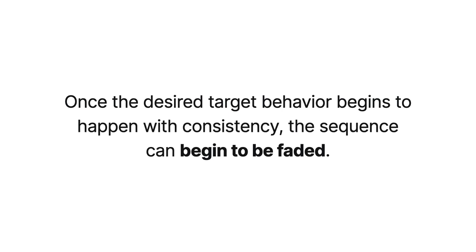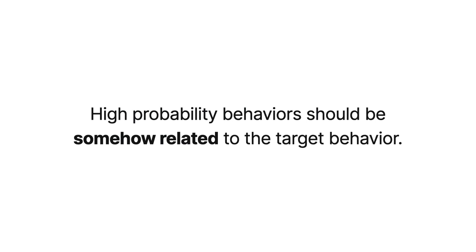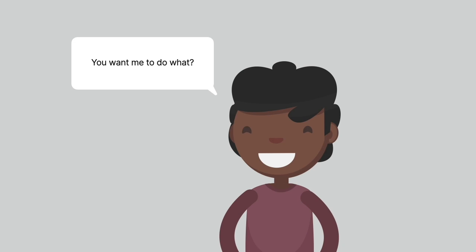There are some things to note when implementing high probability request sequences. If possible, the high probability behaviors should somehow be related to the target behavior. For instance, pushing in the chair and putting the water bottle away are both part of cleaning up after lunch. This easily relates and moves into the target behavior of throwing away trash. In the instance with Tommy, it may not have worked as well if his high probability behaviors were to get a pencil, write his name on a paper, and move to the carpet.